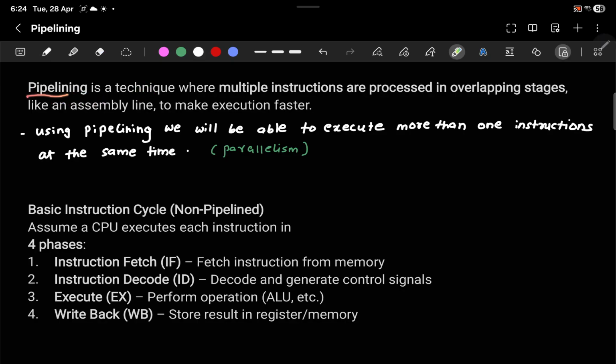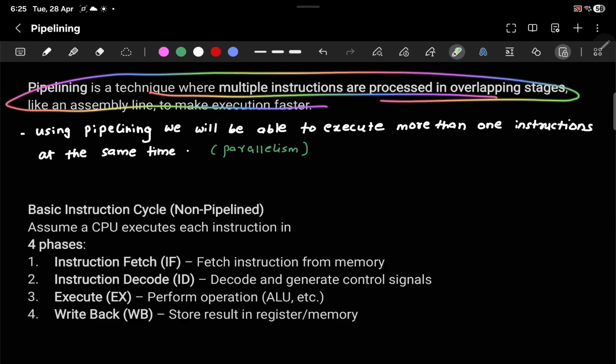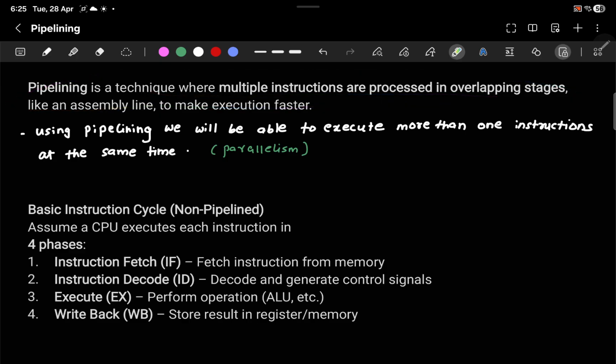Pipelining is a technique where multiple instructions are processed in overlapping stages, like an assembly line, to make the execution faster. This assembly line technique is what Henry Ford invented for the industrial revolution, and the pipelining technique is derived from it. I don't think you will understand this definition right now, so we will take one example and after that you will understand it properly.